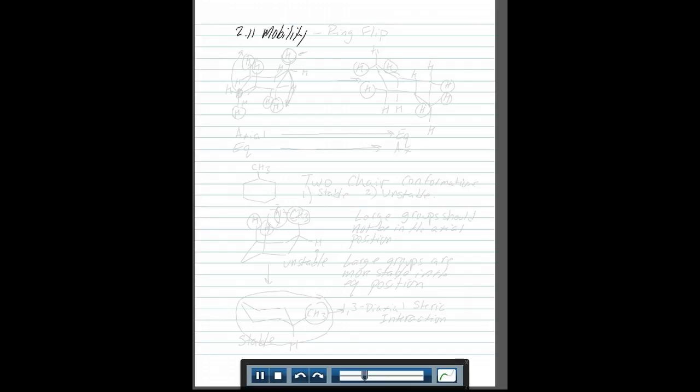Right, section 2.11, the last section, is about the mobility of these chair conformations and how these chair conformations actually exist. We're going to talk about something called a ring flip, and we'll talk about why it's important. If you look at the chair conformation that we've been doing, we have the axial hydrogens. Oh, I'm sorry, I just put an equatorial in there. Well, we'll put the equatorials in too: the axial and the equatorial hydrogens.